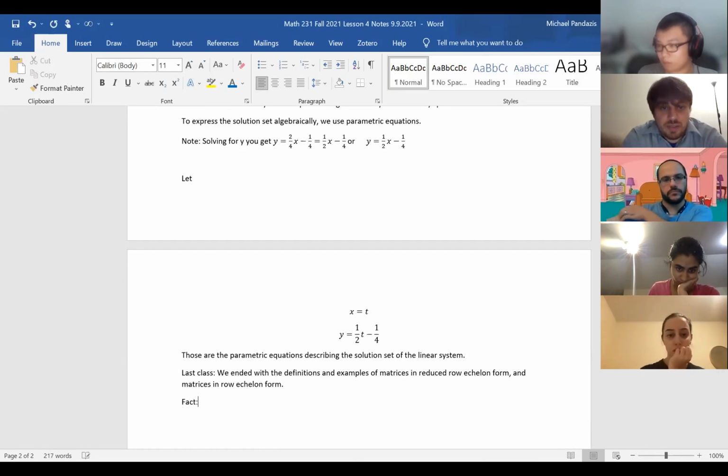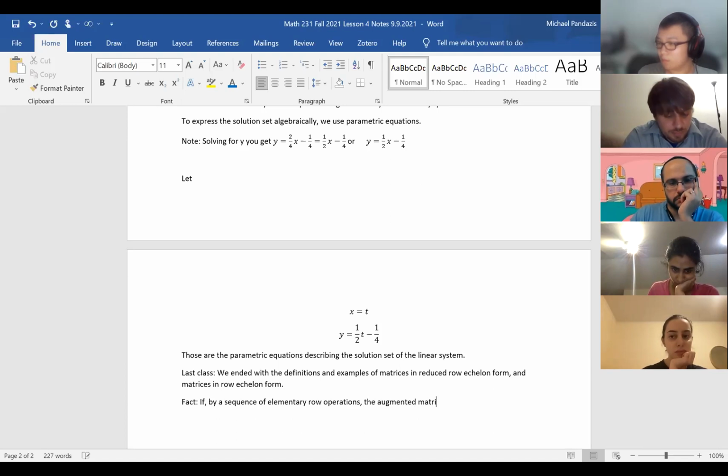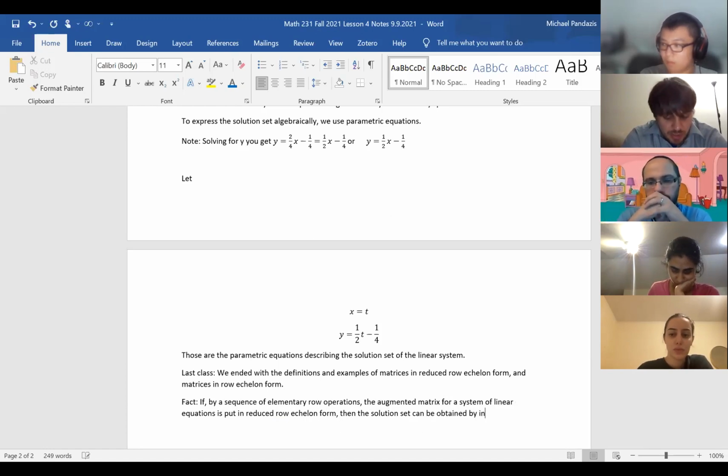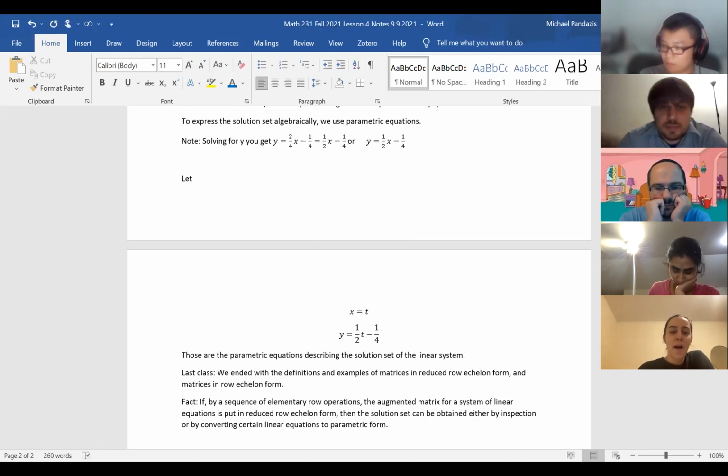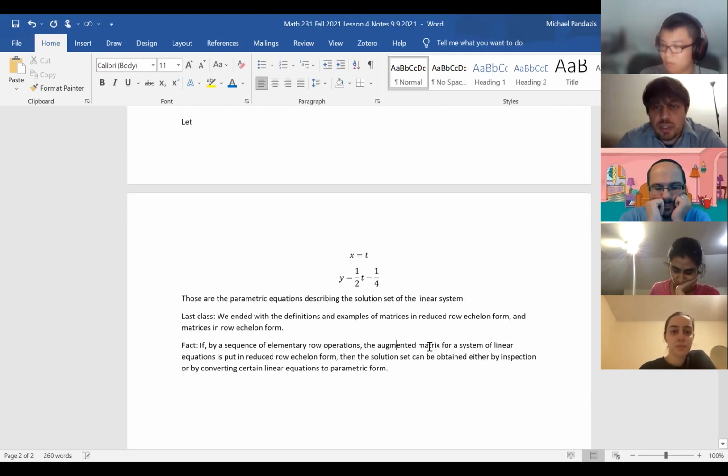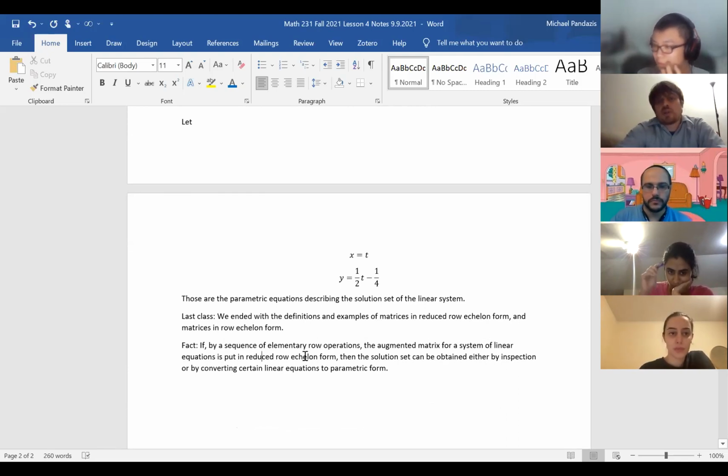Okay, so let's go on. If by a sequence of elementary row operations, the augmented matrix for a system of linear equations is put in reduced row echelon form, then the solution set can be obtained either by inspection or by converting certain linear equations to parametric form.